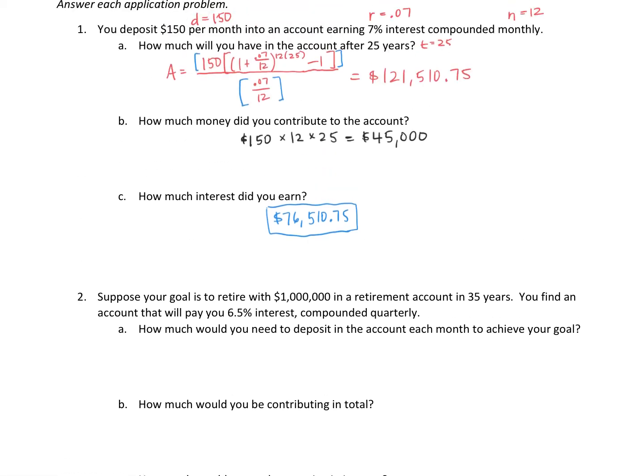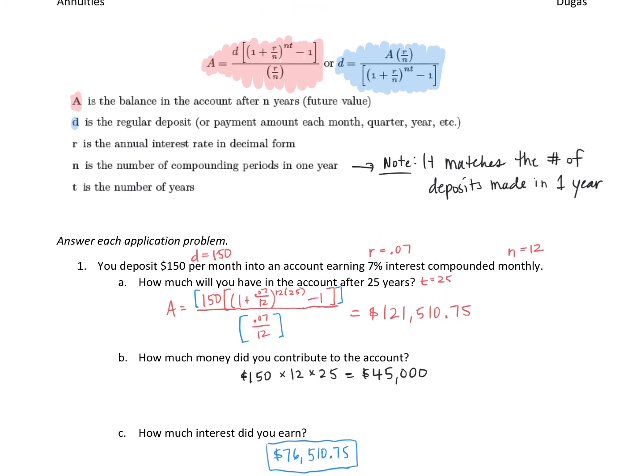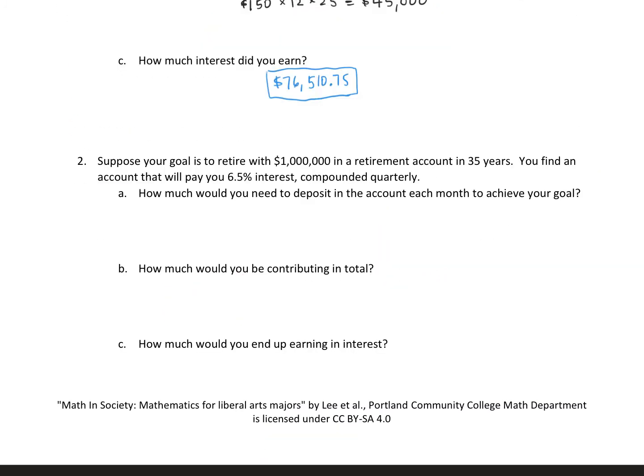So let's scroll back up and see. So the formula for that is D equals A times R over N, over 1 plus R over N to the NT, minus 1. Okay, so there's our formula.